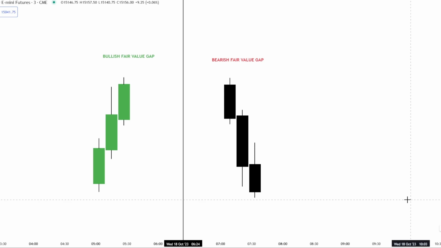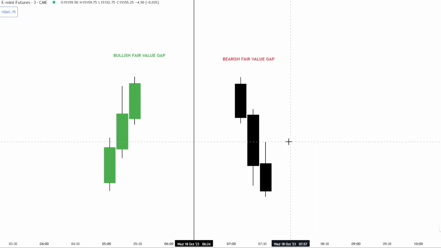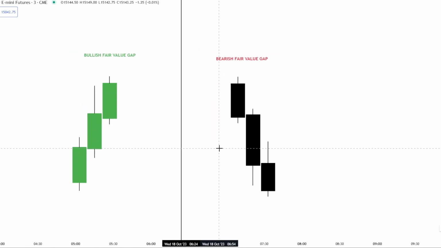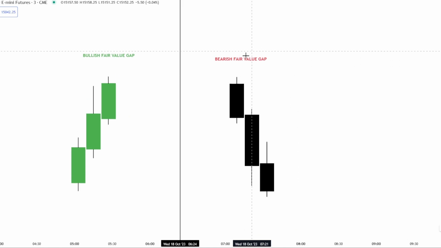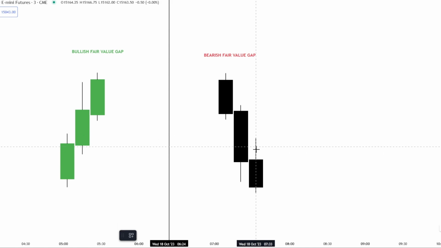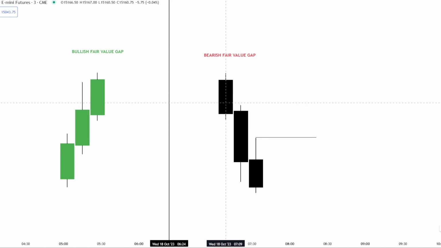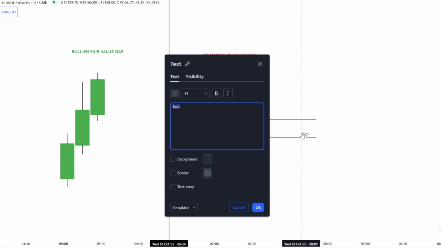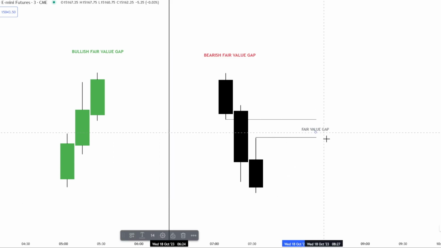So a Fair Value Gap is basically a 3-candle pattern, I guess you could call it. You need 3 candles for it to form. In this case, we have a bearish fair value gap. You would take the highest point of this candle and draw that out, take the lowest point of this candle and draw that out, and there you have your ICT fair value gap. This is the fair value gap.